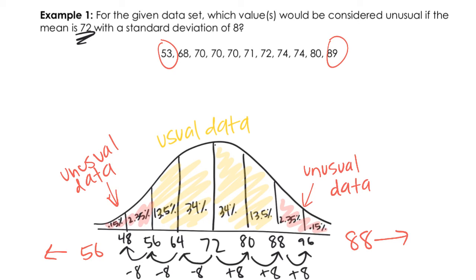They're far away from our data that's in that really normal range, because remember, this area right here holds 95% of our data. If you add all those percents up, that's where 95% of your data is. So most of your data is in that area.